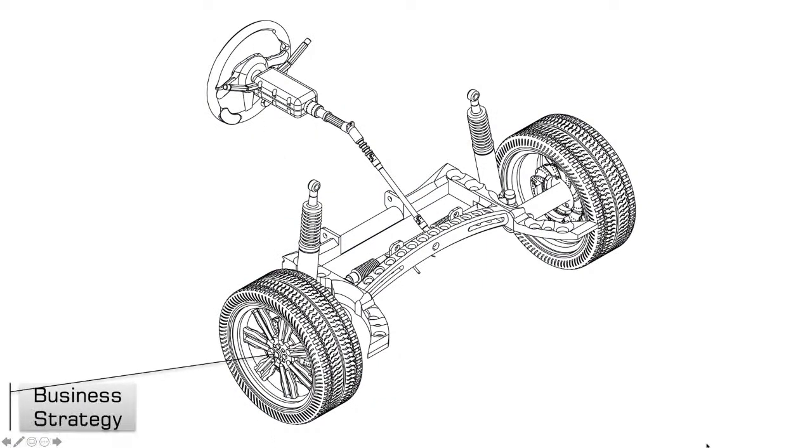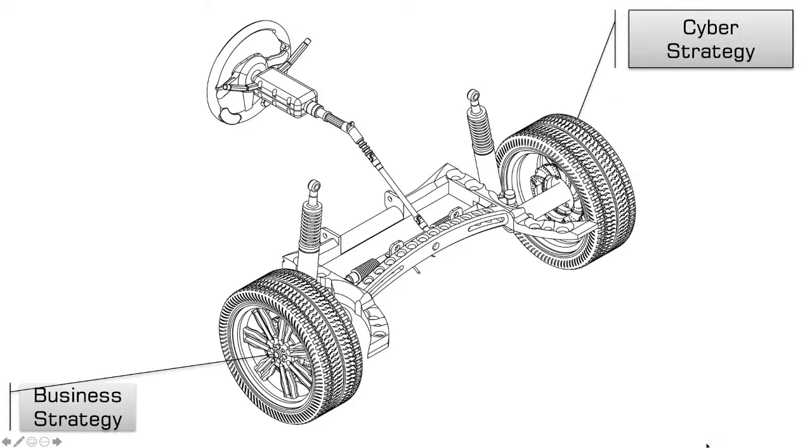So let's look at how these things line up. Again, I will use this analogy of the two wheels on the car. You want the car to drive forward. You need both things aligned. You need to have a cyber strategy completely aligned with the business strategy.